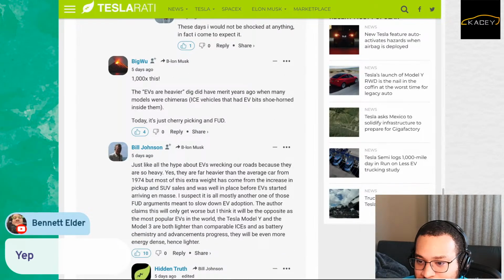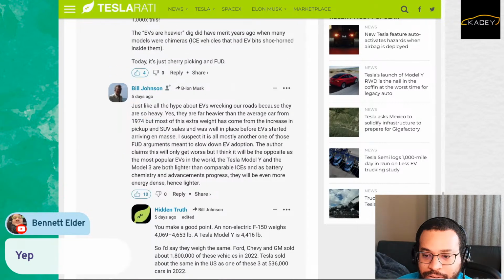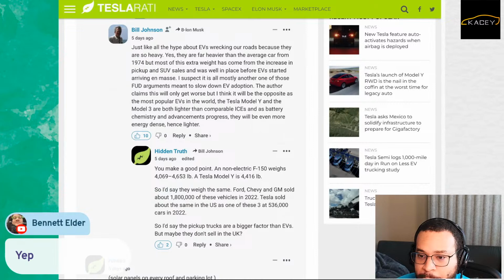1,000 times this. The argument that EVs are heavier did have merit years ago, when many models were chimeras, ICE vehicles that had EV bits shoehorned into them. Today, it's cherry picking and FUD. Just like all the hype about EVs wrecking our roads because they are so heavy. Yes, they are heavier than the average car from 1974, but most of this extra weight came from the increase in pickup and SUV sales, and was well in place before EVs started arriving en masse. I suspect it's mostly another one of those FUD arguments meant to slow down EV adoption.